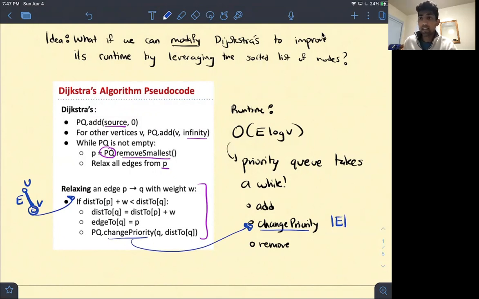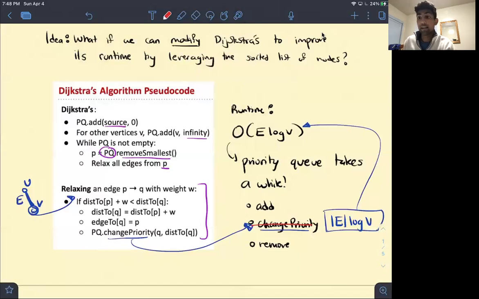Well, since the priority queue has V vertices, and priority queue operations run in logarithmic time for change priority, the runtime becomes E log V for all of the change priority operations. And this is actually the most expensive operation in Dijkstra's, and this is why we get this runtime. Okay, so long story short, what we want to do to improve our runtime of Dijkstra's, well, first what we could do is eliminate the change priority, right?